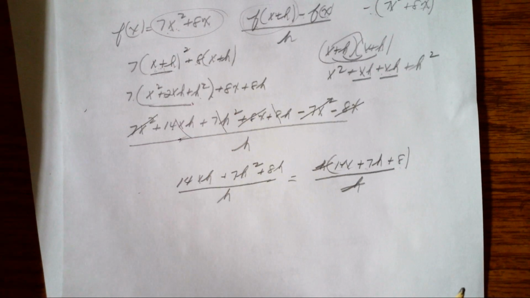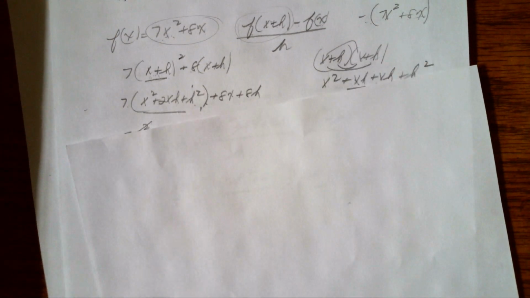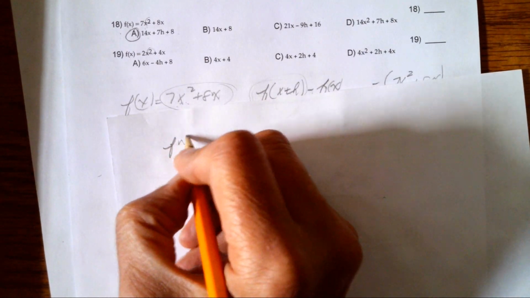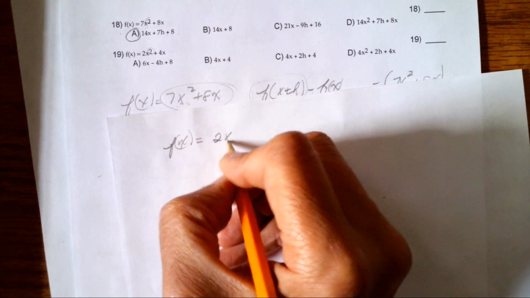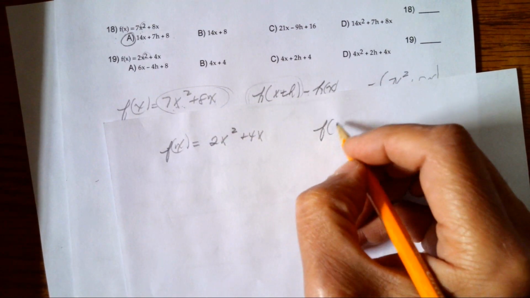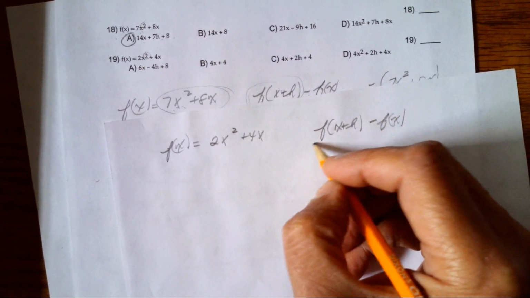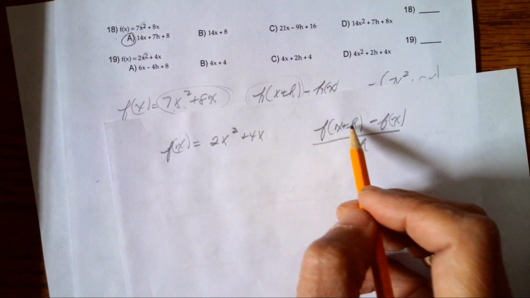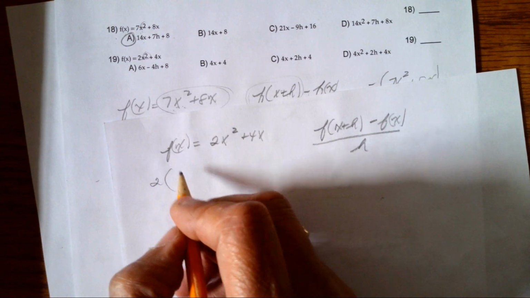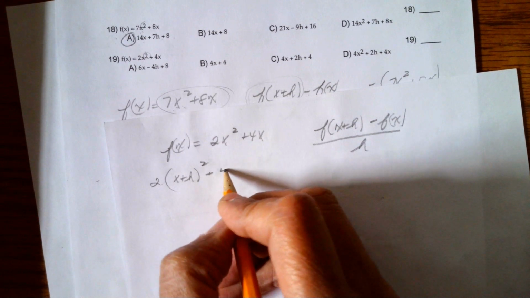Alright, so I have enough room? Probably not. So let me write 19 on a separate piece of paper here. F of x is defined as 2x squared plus 4x. So we need to find f of x plus h minus f of x, all this divided by h. So f of x plus h. So wherever I see x, I'm going to substitute in this f function, x plus h. I'm going to square that and multiply it by 4.